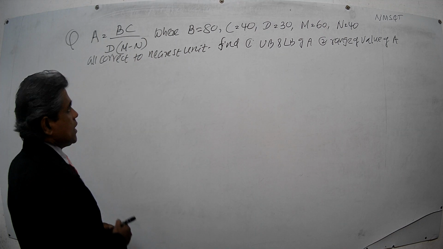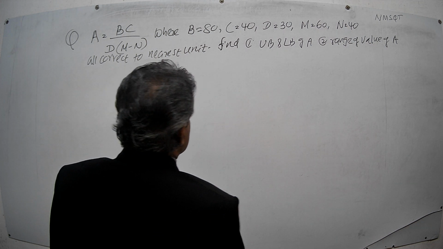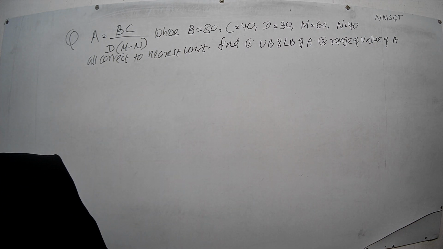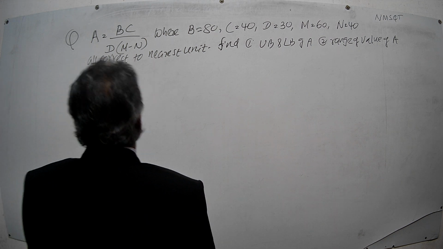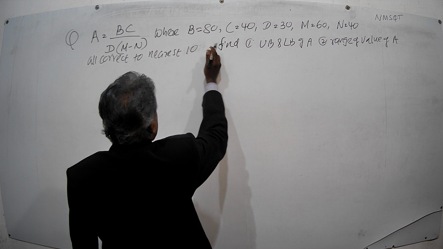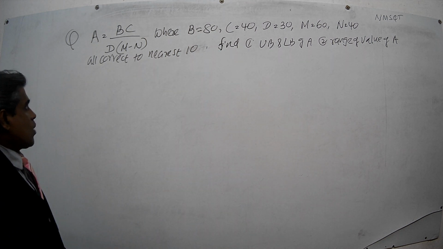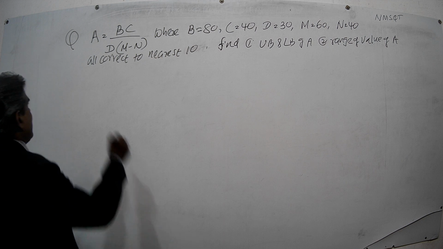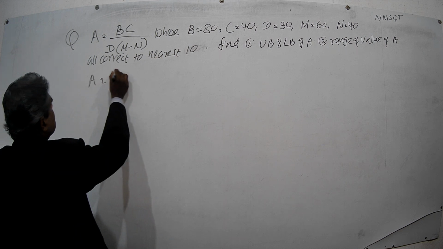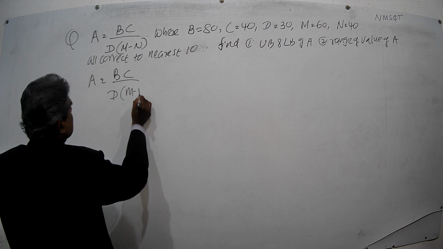Sorry, it should be nearest 10. All values have been given correct to nearest 10. Right, okay. Now look at the question. A equals BC over D times M minus N.